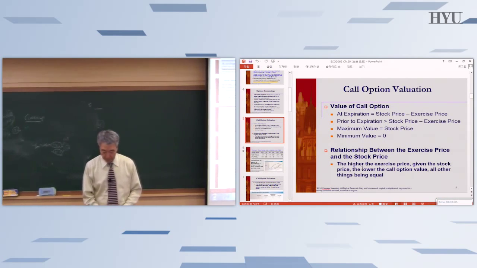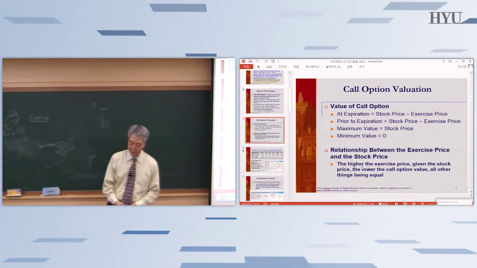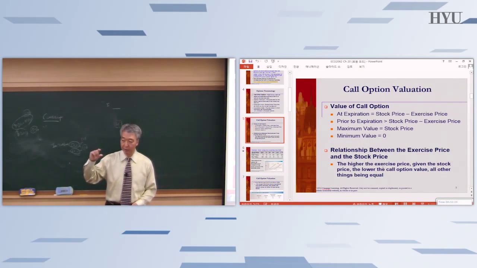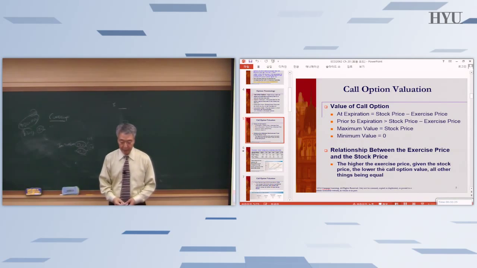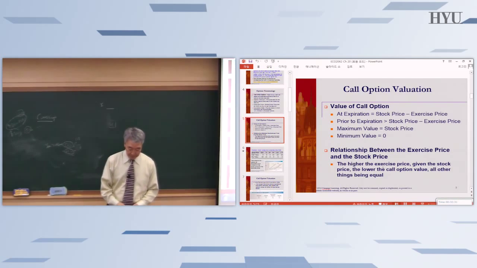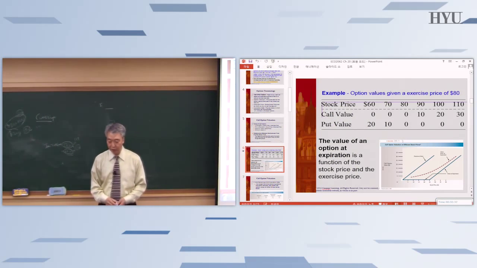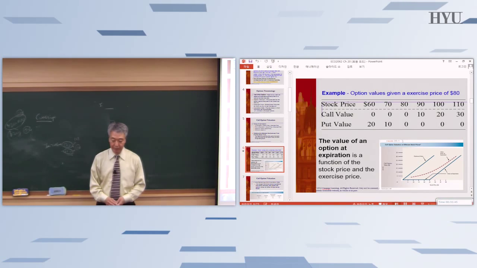All right. So basically the value of a call option comes from the difference between the stock price and the exercise price. So the higher the exercise price, which means a narrower gap between the exercise price and the current stock price, the lower the call option value, all other things being equal. What are all other things? In addition to the difference between the stock price and the strike price, there are a few other things that matter.